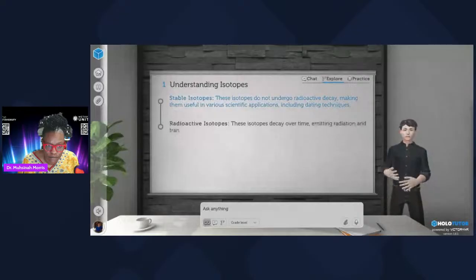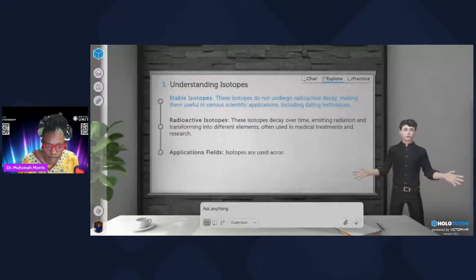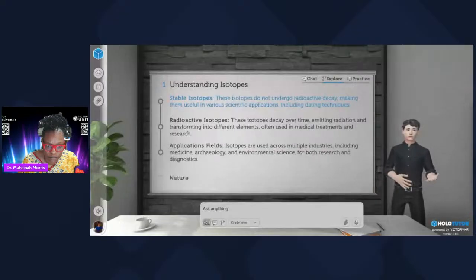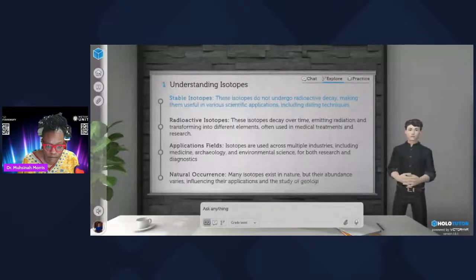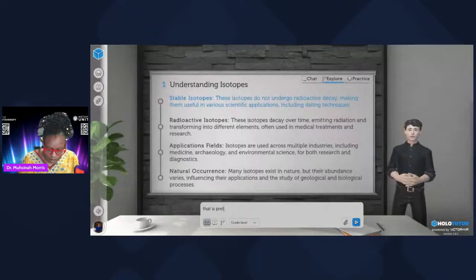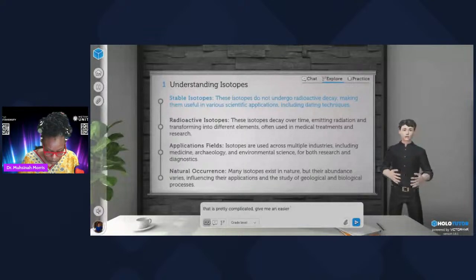Stable isotopes, due to their non-radioactive nature, play a crucial role in scientific arenas like paleoclimatology, where they help reconstruct past climates, and in ecology, where they track food webs. Additionally, their stable atomic structure allows for precise isotopic labeling in biochemical studies, aiding in the understanding of complex metabolic pathways without the risks associated with radioactivity.